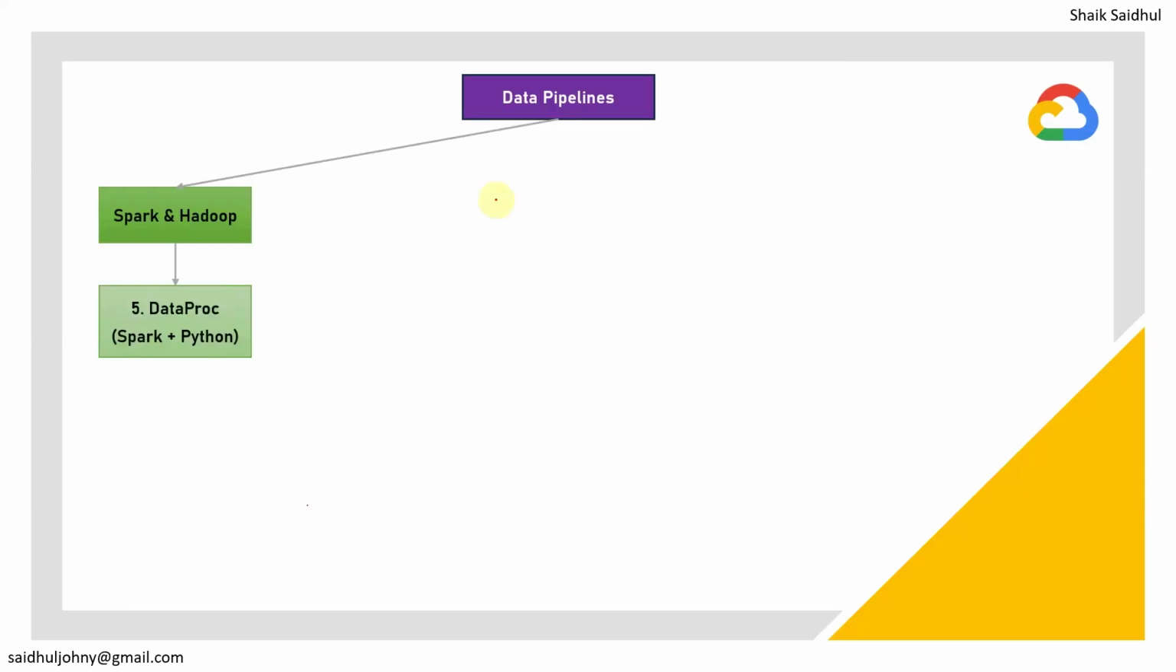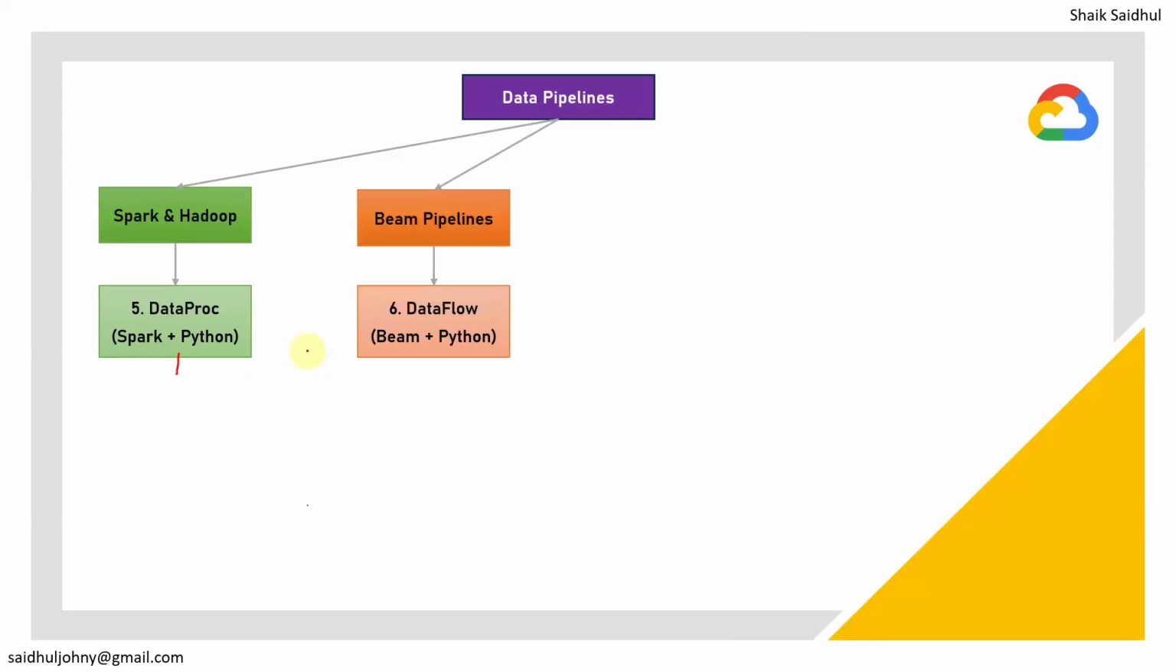And again, when it comes to data pipeline creation, we can create Spark and Hadoop pipelines with the help of Dataproc. That is one. We are going to learn about Dataproc. Here we are going to learn about Spark with Python, PySpark. And Apache Beam. Here we are going to see Dataflow.